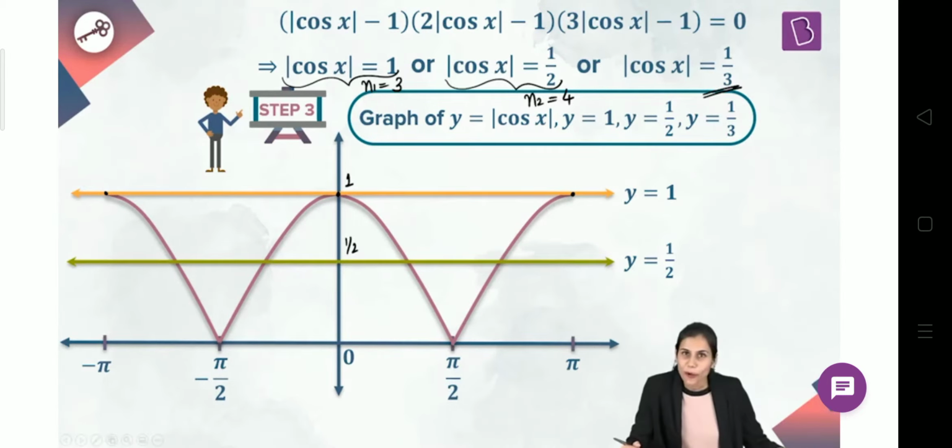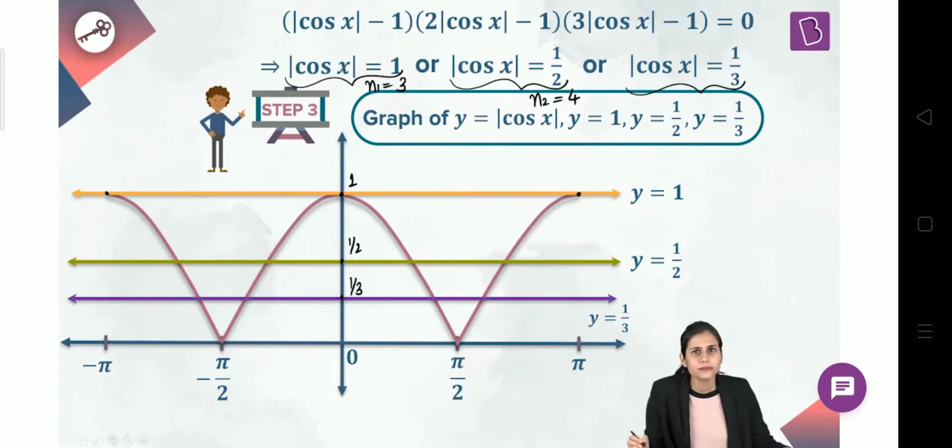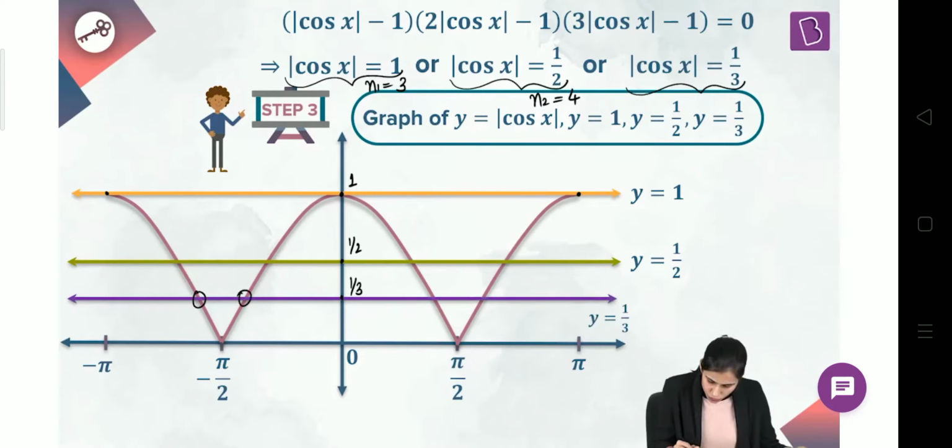Similarly, now I'm going to plot the graph of this constant function y equal to 1 by 3. So if this is 1 by 2, this is going to be somewhere 1 by 3. Yeah. How many points of intersection can you see of mod cos x and y equals 1 by 3? Let's see. 1, 2, 3, 4. That means n3 is equal to 4.